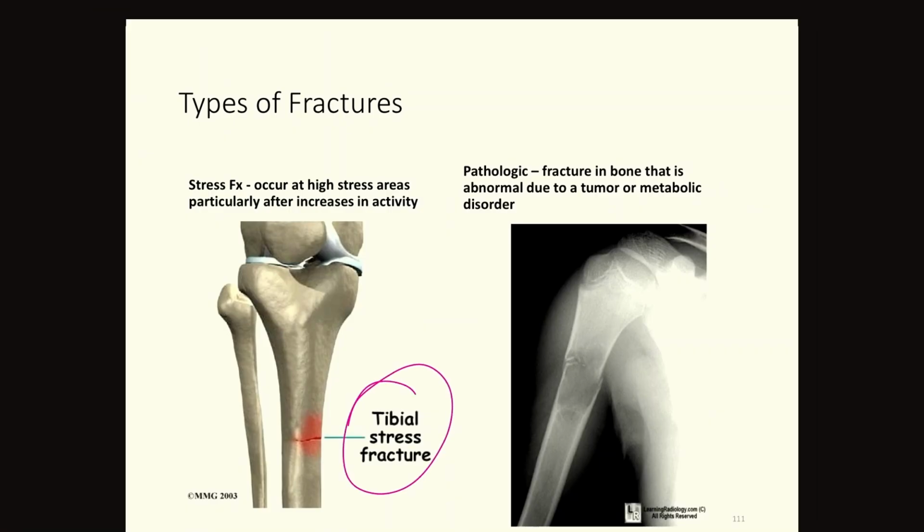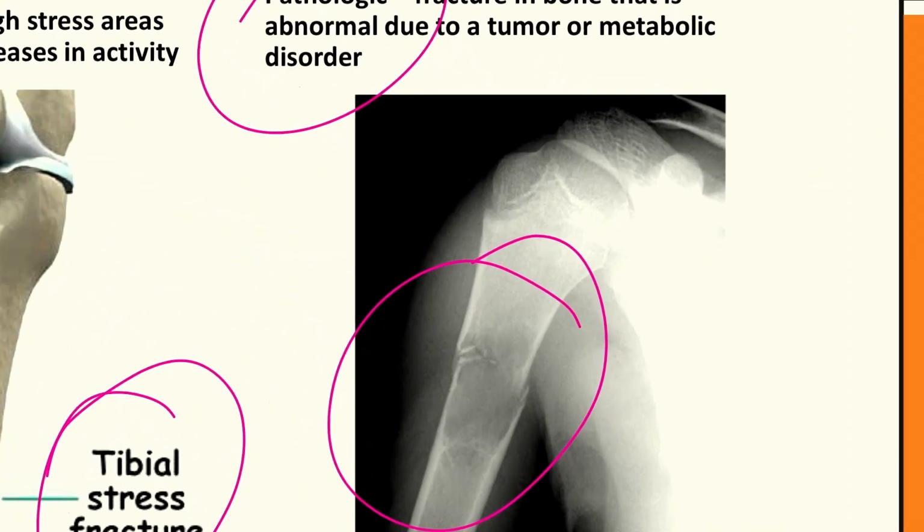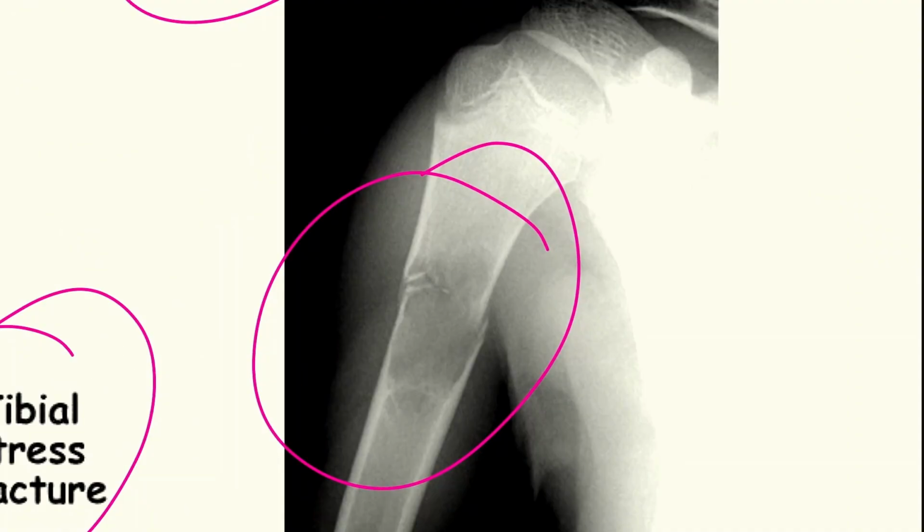Tibial stress fractures. So again, high stress areas. Anyone runners here that do a lot of long distance running have stress fractures in your feet? It happens with the constant pounding of the pavement, which causes micro stress fractures in the feet. Pathologic. These are usually due to a tumor. You can see right there, the tumor's in the bone, and you can see the fracture right here. You guys see that?